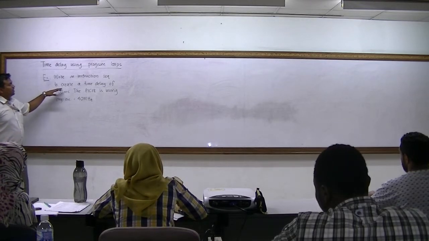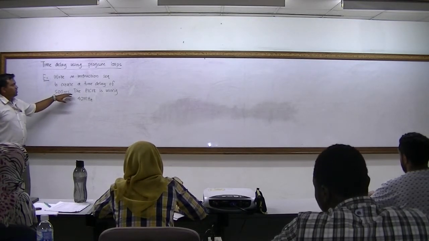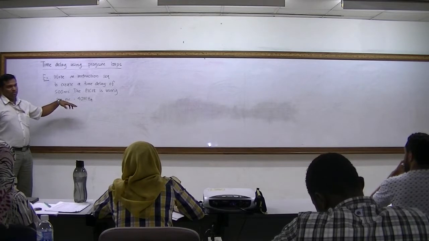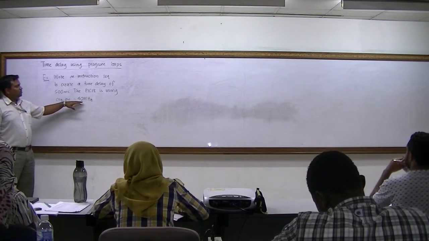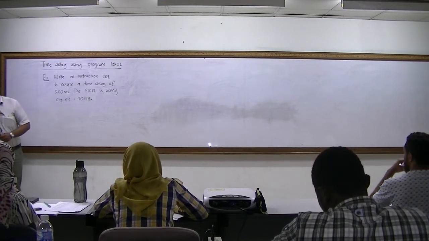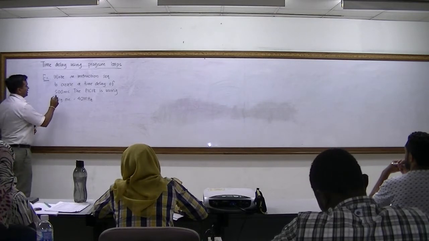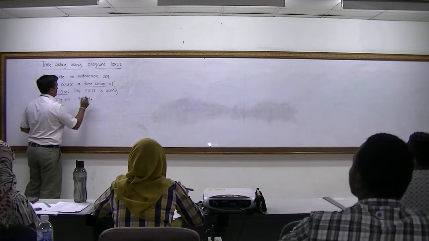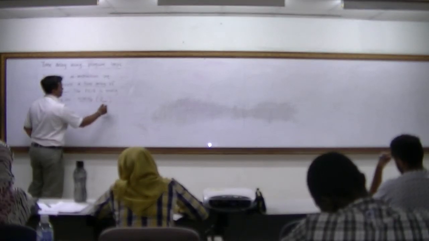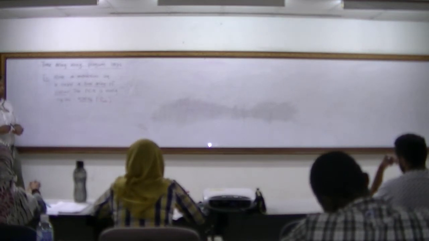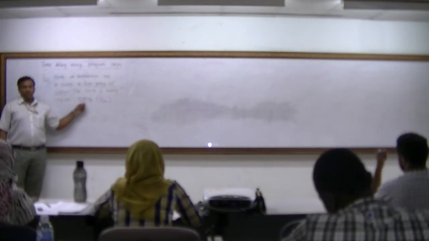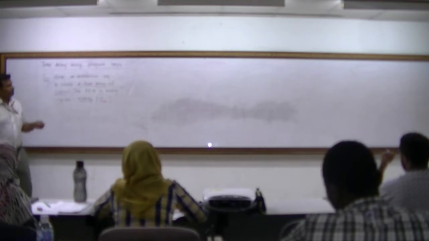Write an instruction sequence to create a time delay of 500 milliseconds. The PIC18 is using a crystal oscillation of 40 megahertz. That means the crystal frequency is 40 megahertz. So what we're going to do now is write an instruction sequence that will generate a time delay of 500 milliseconds. This is our oscillation frequency. Usually for a time delay, they need to give this oscillation frequency, which crystal that you are using.